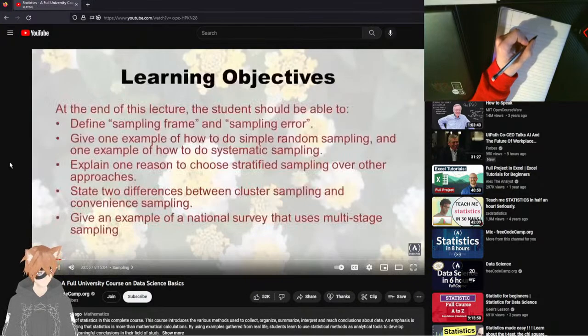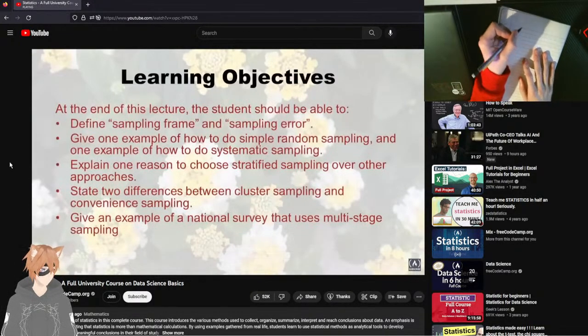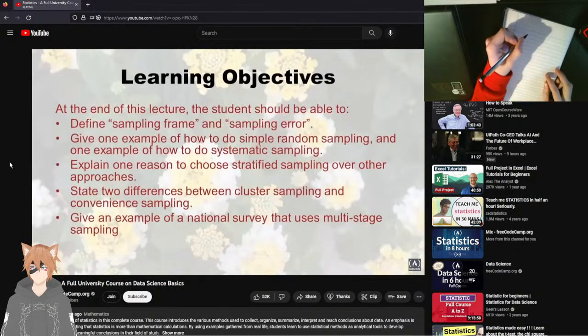So here are your learning objectives for this particular lecture. At the end of this lecture, the student should be able to define sampling frame and sampling error. The student should also be able to give one example of how to do simple random sampling and one example of how to do systematic sampling.